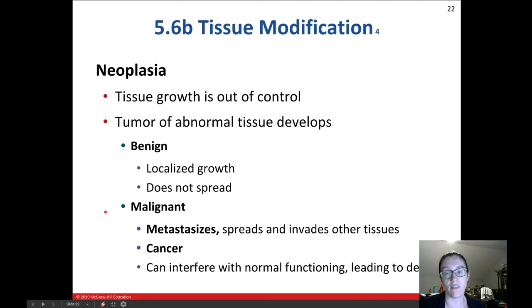And then finally, neoplasia. This is a new tissue growth or out of control tissue growth. And neoplasia is another term for a tumor, or abnormal tissue growth. Benign means that this tissue growth is localized and it doesn't spread. So we just have this abnormal tumor or abnormal area, but it's not going to spread. Whereas malignant means that it's more likely to metastasize. Metastasis is when those cancer cells, cells that are growing out of control, actually spread from one area of the body to another, and then you have lots of these tumor cells everywhere. And this is usually when we call it cancer, if it's malignant and metastasizing, or if it interferes with normal functioning, and it can lead to death eventually.